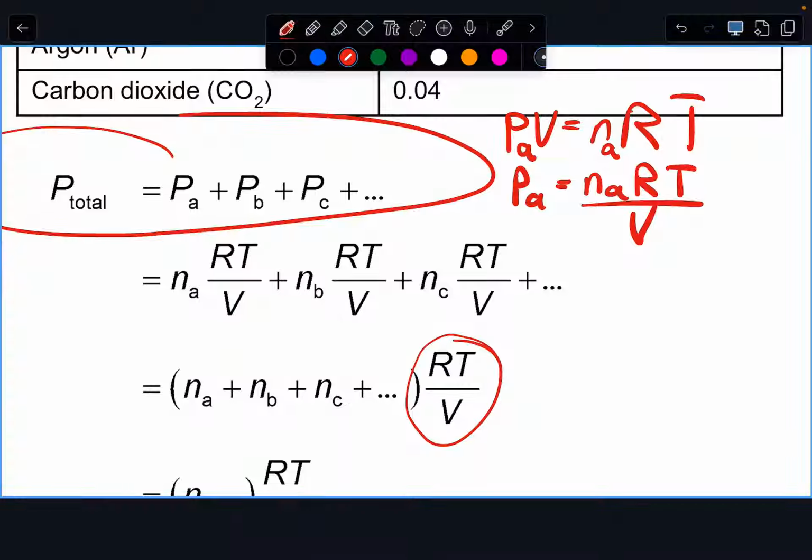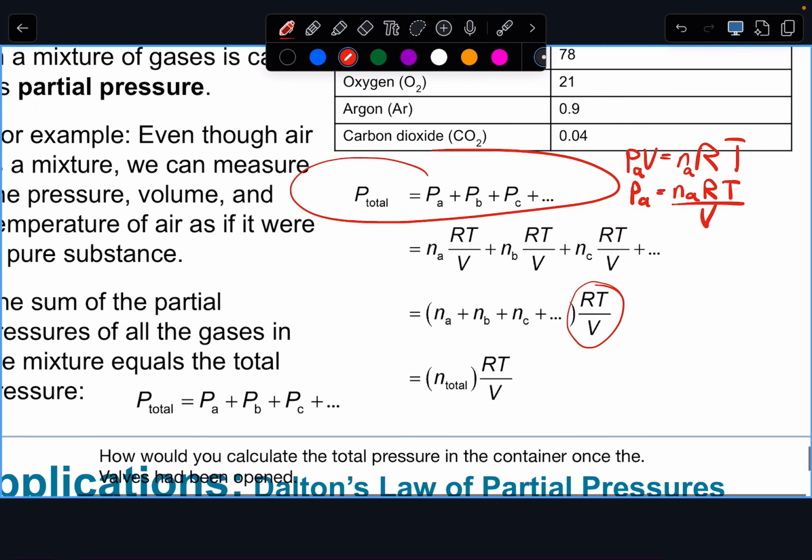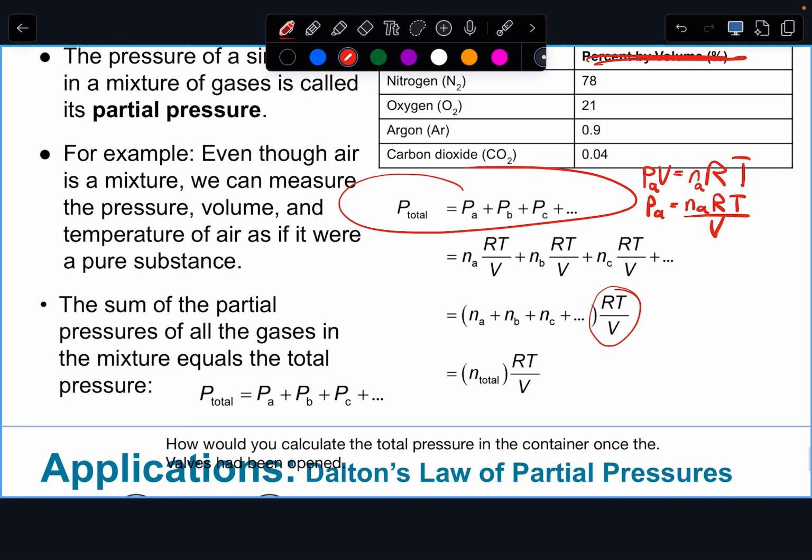Distracted. That really is dependent on if they follow the ideal gas law. So we're going to talk about when do things follow that and when do they not. We're getting there. Okay? So that's pretty much as far as we're going to go with Dalton's law. There is more stuff.